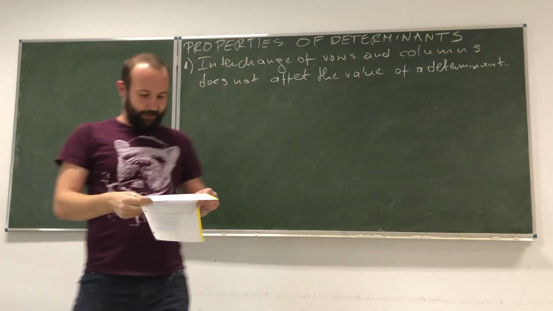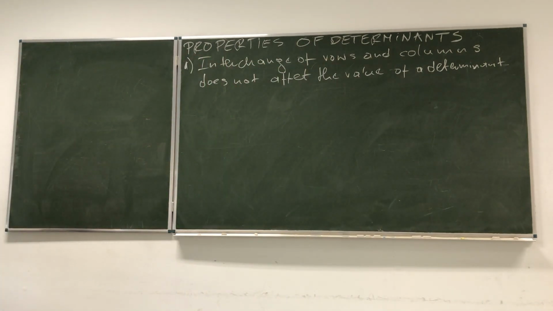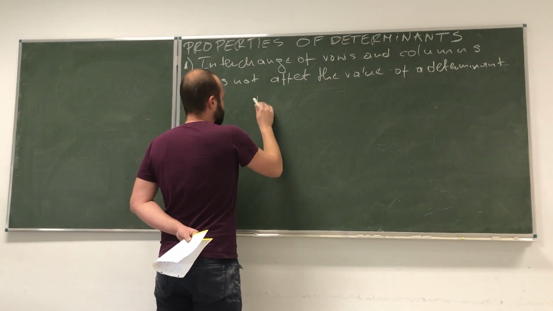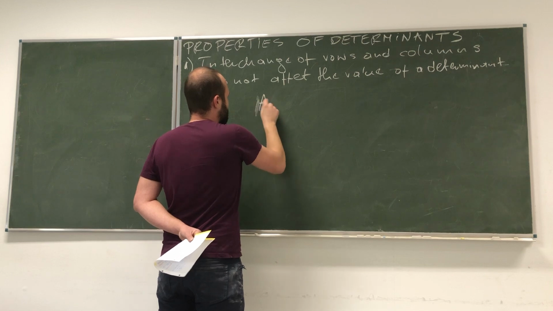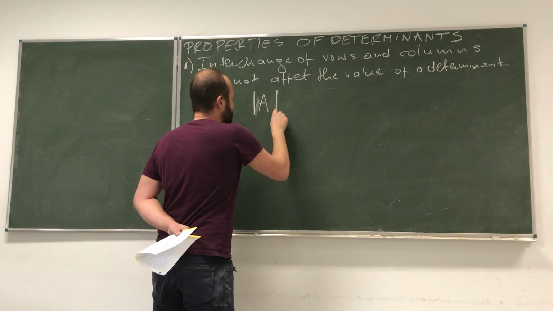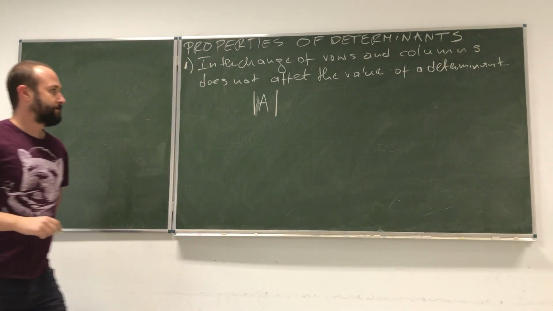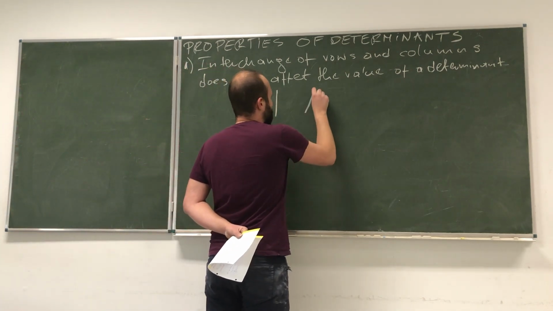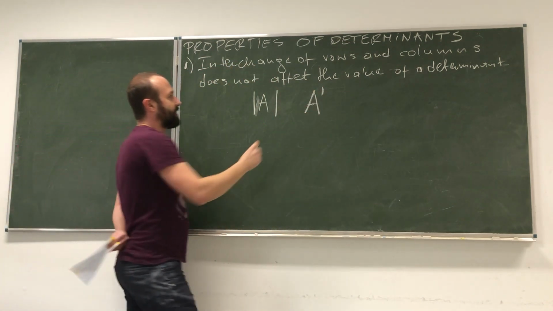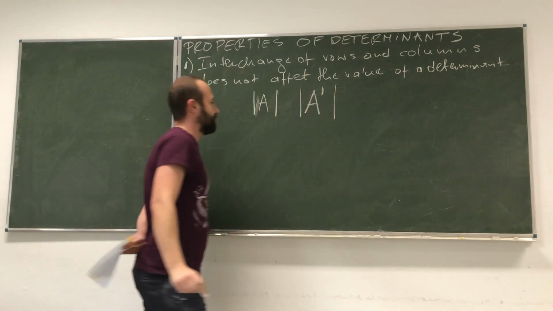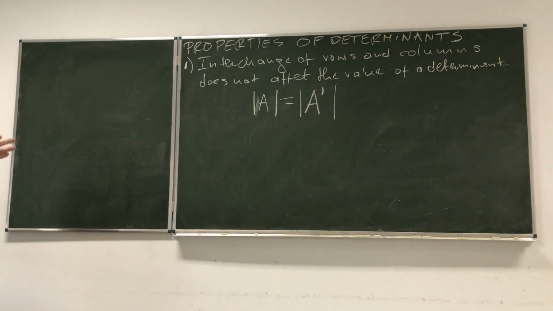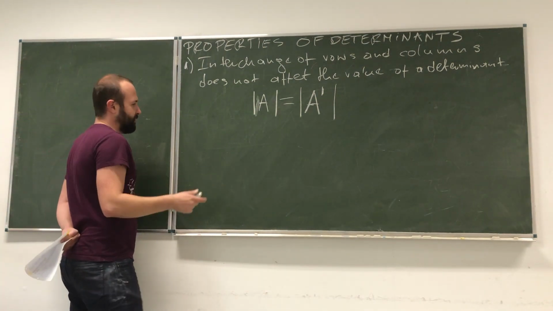Okay, look, basically, what it says is that if I'm having matrix A, and I'm going to calculate its determinant, and I'm having the transpose matrix A, and I'm going to calculate the determinant of this transpose matrix, those values will be the same. Okay, let me illustrate this with an example.